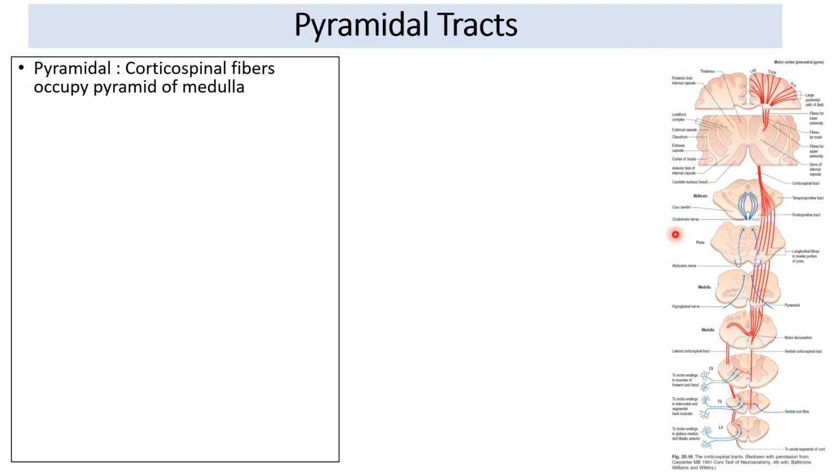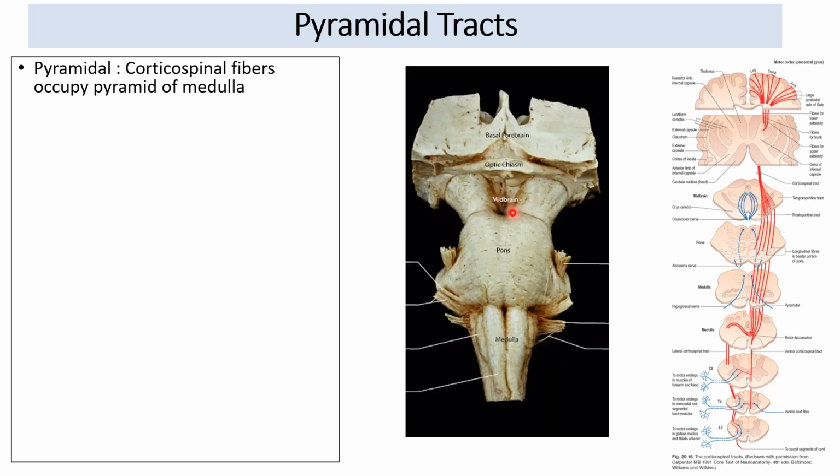Now, starting with the pyramidal tracts. Pyramidal tracts are the corticospinal fibers which occupy the pyramid region of the medulla. This is the region of the brainstem, the lowermost part of the brainstem, called the pyramid. You can see in the anteriormost part of the pyramid, these swellings, which are basically the pyramidal swellings, and they are carrying the corticospinal fibers. That is why the name of the pyramidal tract is derived from the region of the pyramid of the medulla.